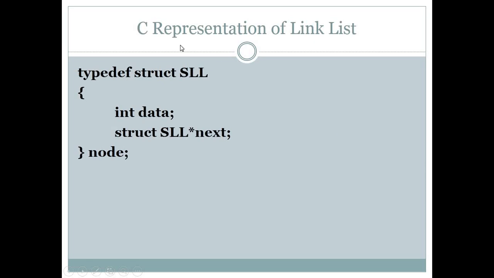For representation of a linked list in C we will need a structure. In that structure we will need two things. First one will be the data and second one will be our next, or we can say our address, or we can say our link. Okay, so we have created a structure and created a variable of that structure, that is node here.